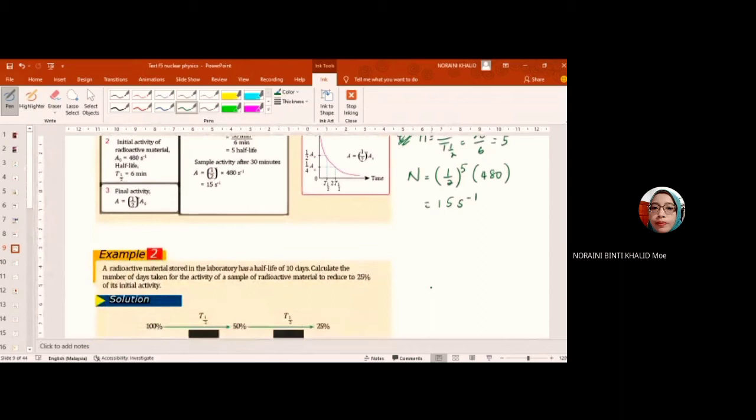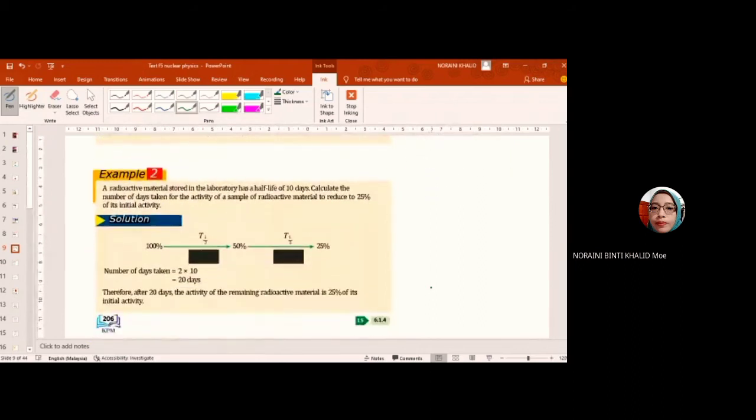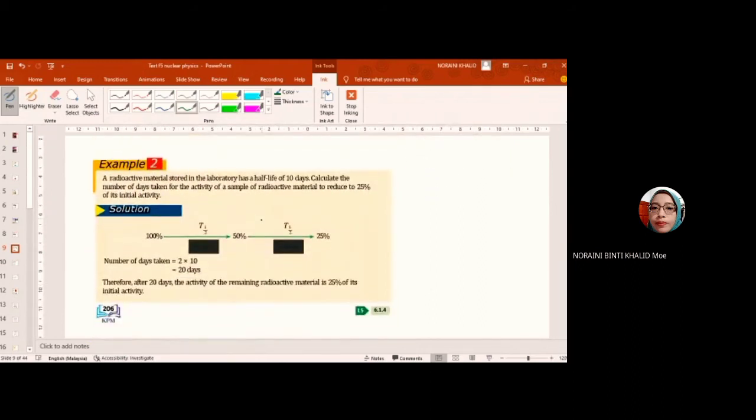Second example: a radioactive material stored in the lab has a half-life of 10 days, T half is 10 days. Calculate the number of days taken for the activity to reduce to 25%.